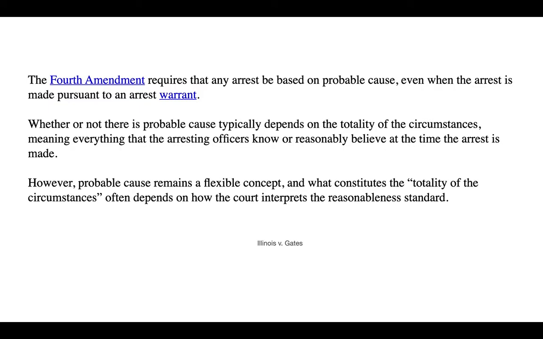Whether or not there's probable cause, remember the probability, depends on the totality of the circumstances, meaning they have to include everything that's told to them by the arresting officers, which they're going to believe. They're going to trust the officers are telling the truth at the time of the arrest. So obviously this doesn't happen at the time of the arrest. This happens afterwards in the report.